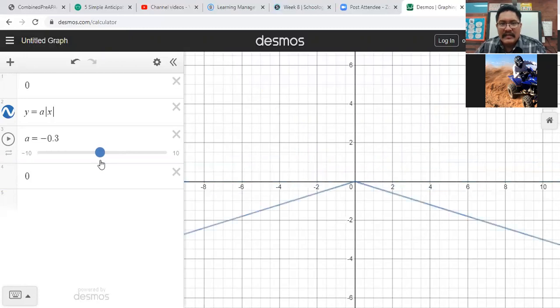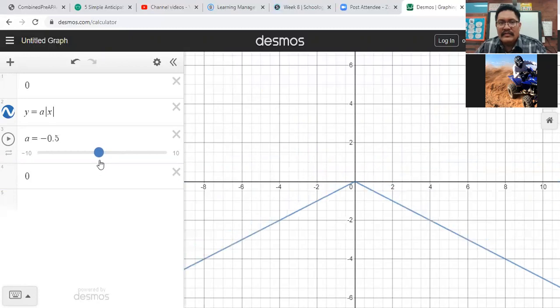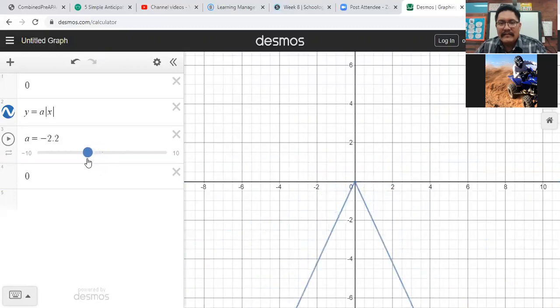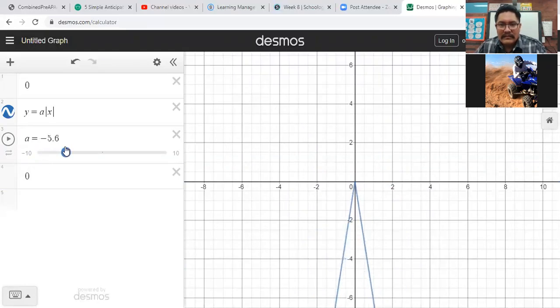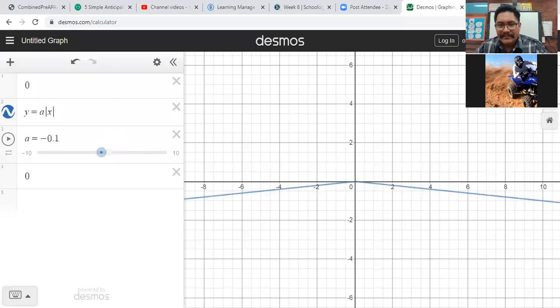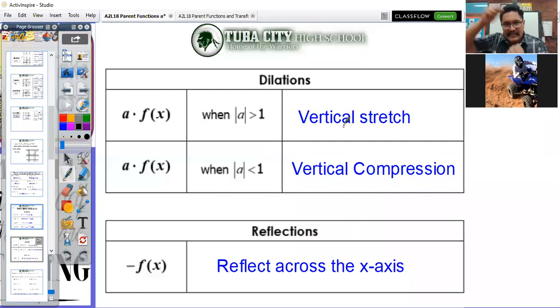I can also do the same thing in the negative direction. So negative 0.03 makes it open downwards, and it'll stretch the other way if I keep going. Anyway, that's what's going on here. When you stretch it, you're pulling it this way. When you're compressing it, you're going that way.